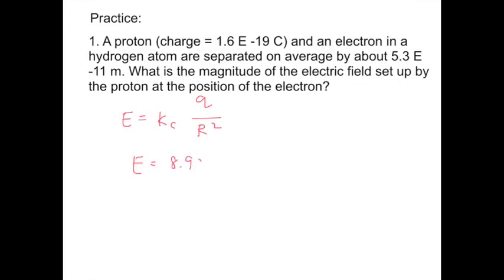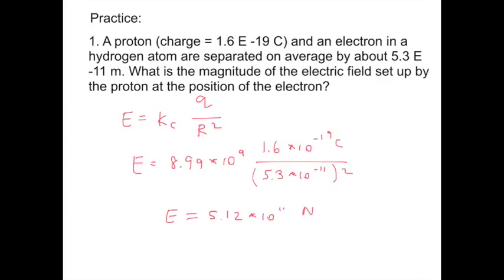Coulomb's constant, again, is 8.99 times 10 to the 9th. Then this first charge is the charge of the proton, which is 1.6 times 10 to the negative 19th coulombs. That would all be divided by the radius between that proton and the electron, which we've been told is 5.3 times 10 to the negative 11th meters, and that would be squared on the bottom. If I simplify all of this, I get that the strength of the electric field is equal to about 5.12 times 10 to the 11th, and then the units would be newtons per coulomb.